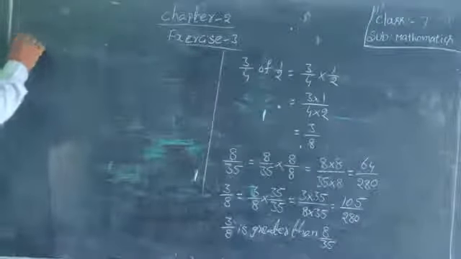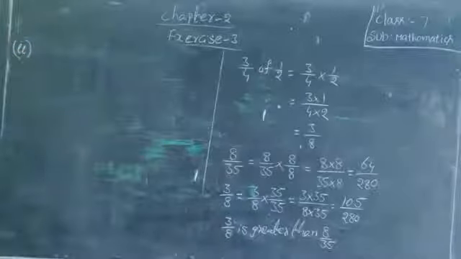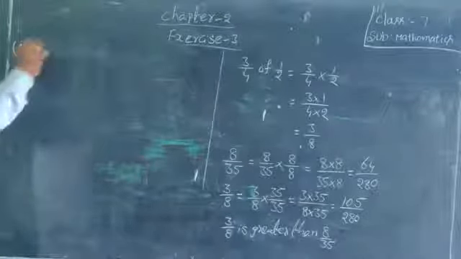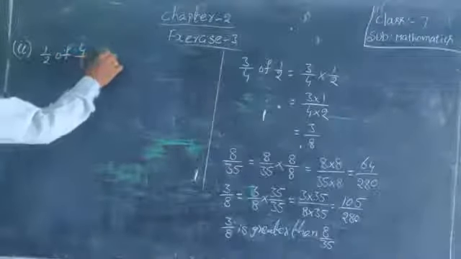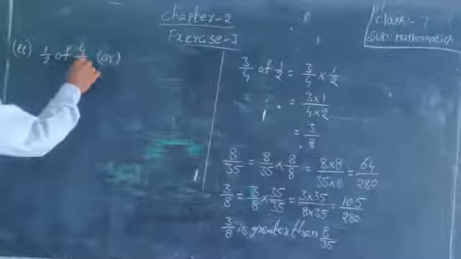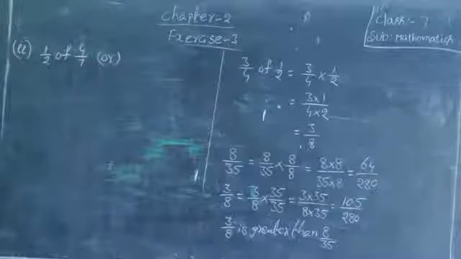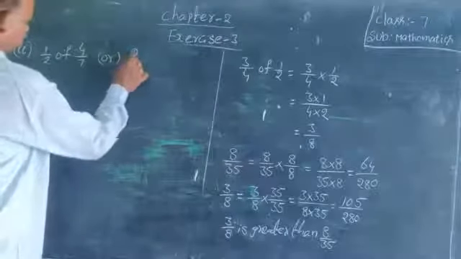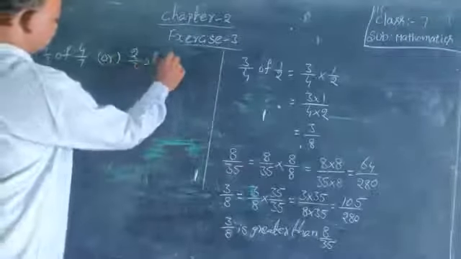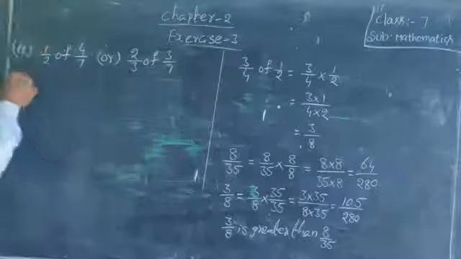Second one, 1 by 2 of 4 by 7 or 2 by 3 of 3 by 7. Solution.